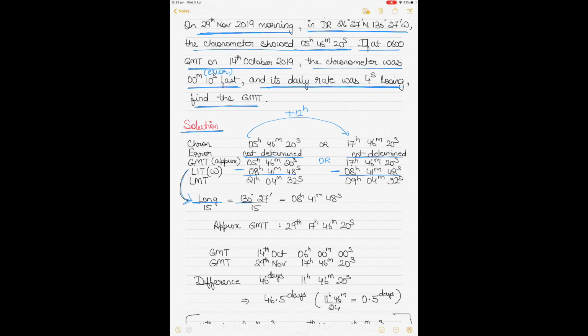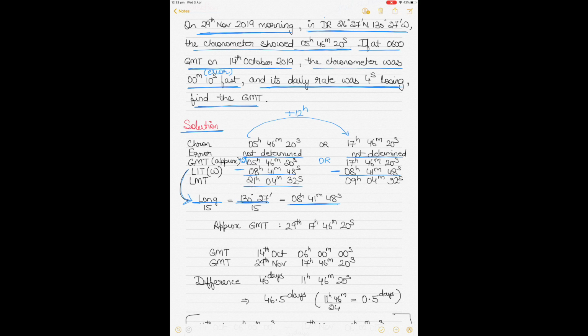In this case, of course, the DR long given to you was 130.27. You divide by 15, you will get 08 hours 41 minutes and 48 seconds. So apply this longitude in time correction. Since it's west, GMT will be the best, so you will subtract it. So if you are wondering how I subtracted 8 hours from 5 hours, just add 24 hours here and make it a bigger number, and then you can subtract it.